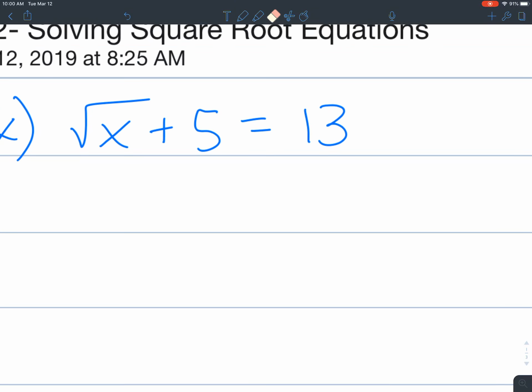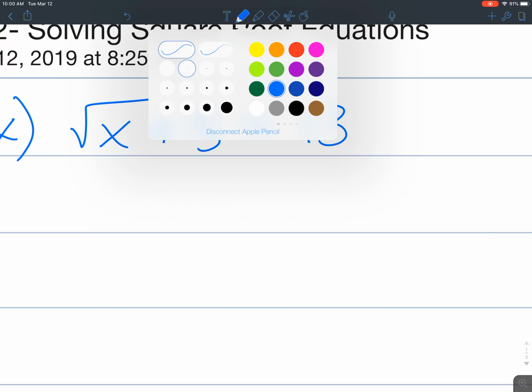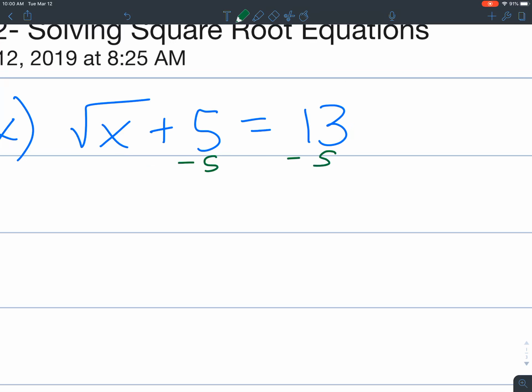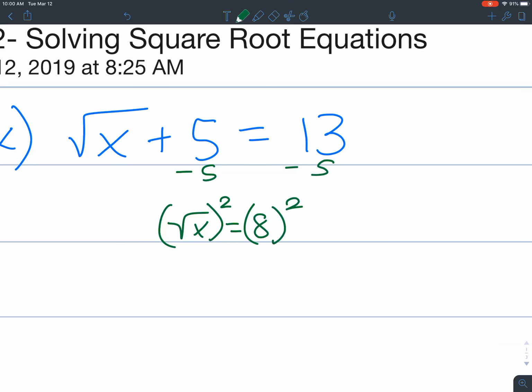So if we zoom in on this one, then what we want to do is subtract 5 from both sides. So minus 5, and then we get square root of x equals 8. Now, the opposite of square rooting is to square, but I need to make sure I'm squaring the entire side. So then square root cancel, and we're left with x. 8 squared is 64. That's my solution, and I do want to check.